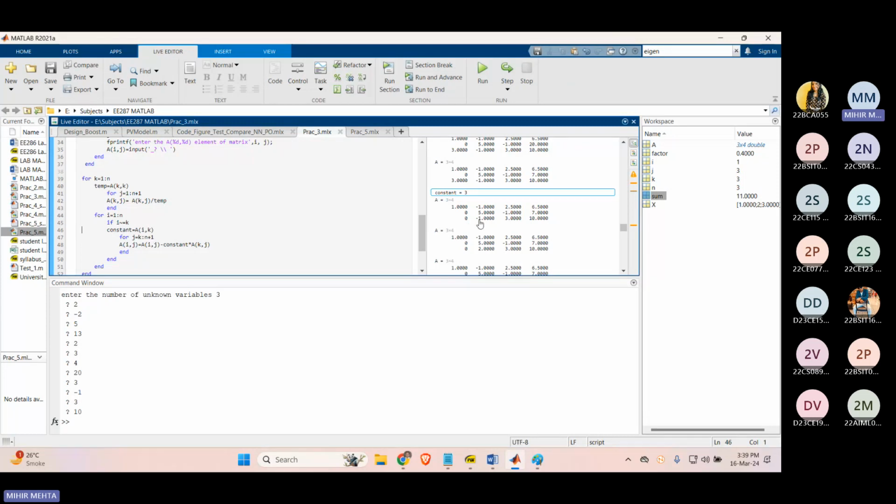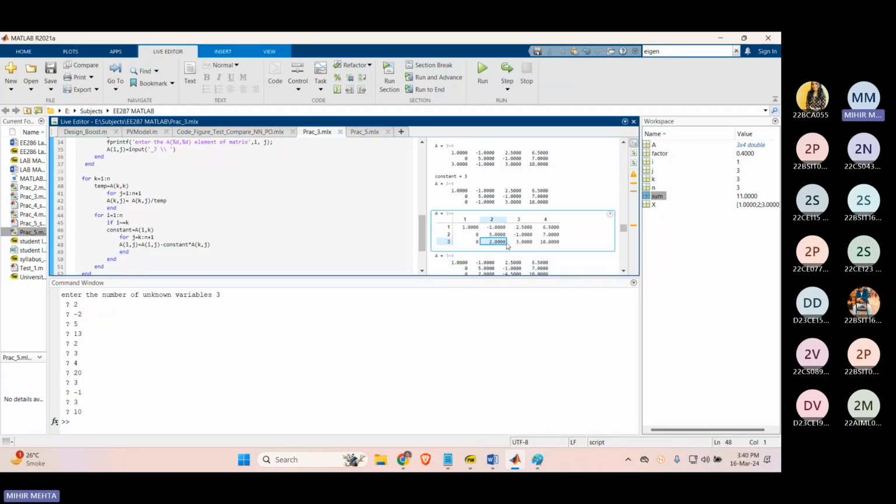So what I can see is the change here. The value here is -1 and my constant value is 3. So what I'm doing is -1 minus 3 into this -1. So 3 into -1 is -3, and that is -1 plus 3. So that gives me my answer here as 2.